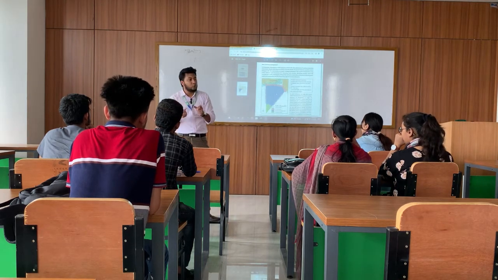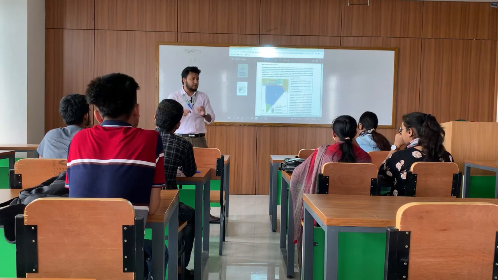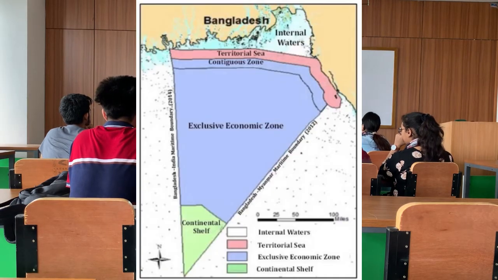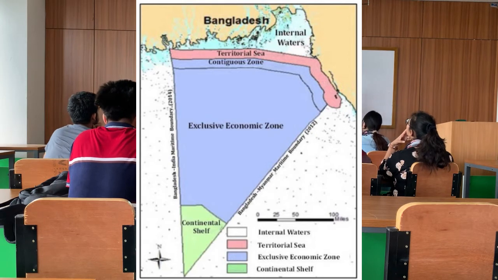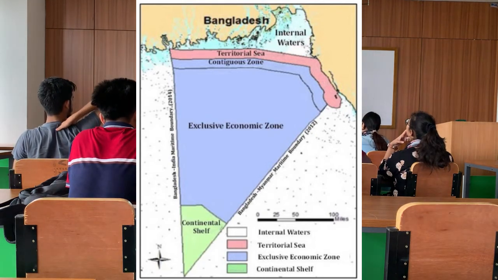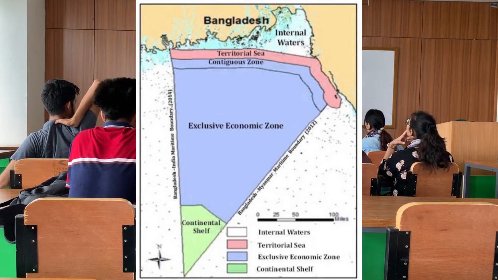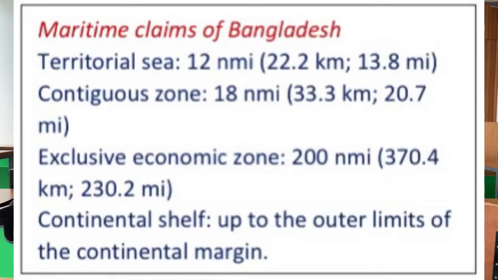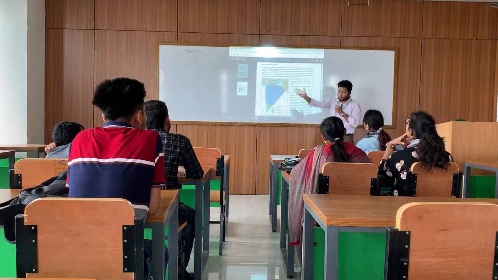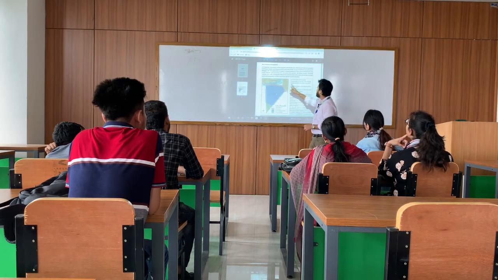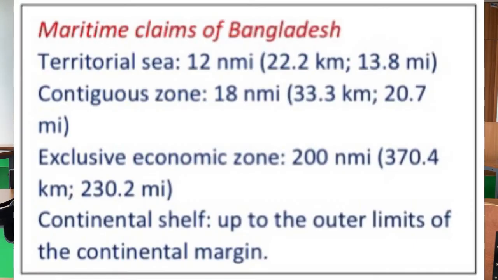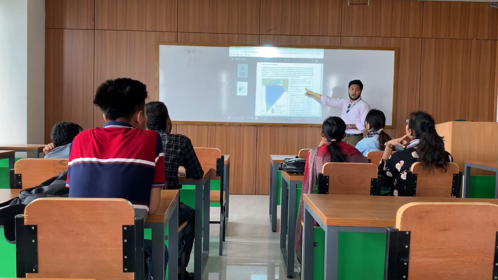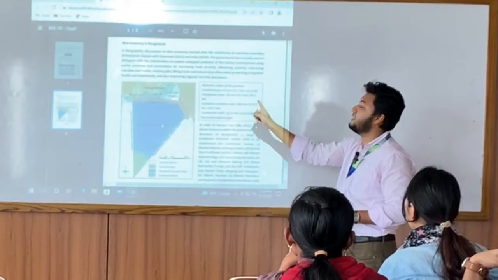So you can understand that blue economy is very prospective in terms of Bangladesh. If you look into the current maritime claims of Bangladesh, you can see that this is the land of Bangladesh, and here we have territorial sea, contiguous zone, exclusive economic zone, and also continental shelf. The territorial sea is around 12 nautical miles, which is actually quite 22.2 kilometers. The contiguous zone is 18 nautical miles, which is 33.3 kilometers, and the exclusive economic zone is about 200 nautical miles, which is almost 370 kilometers.